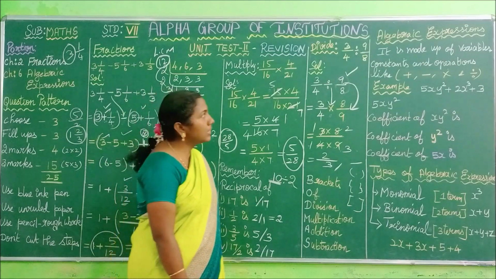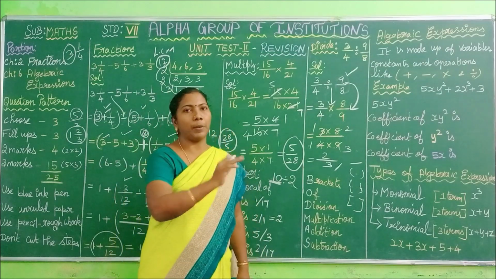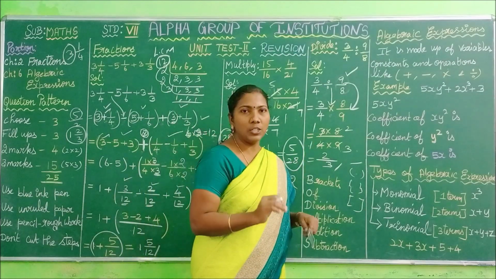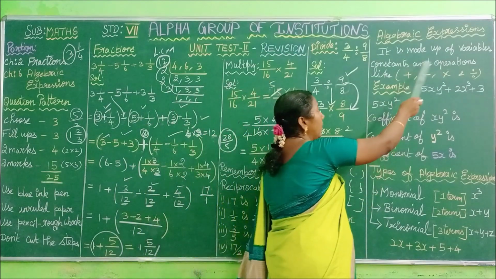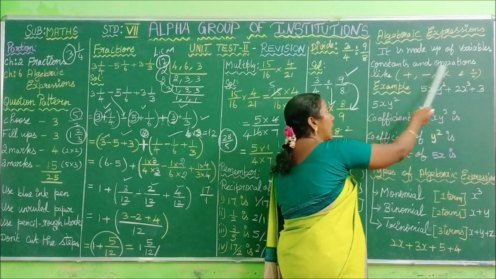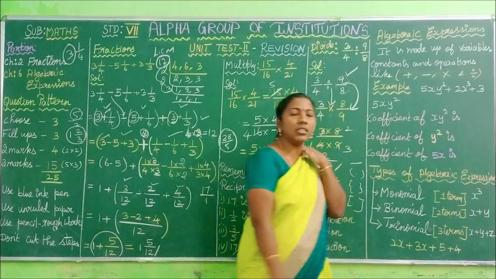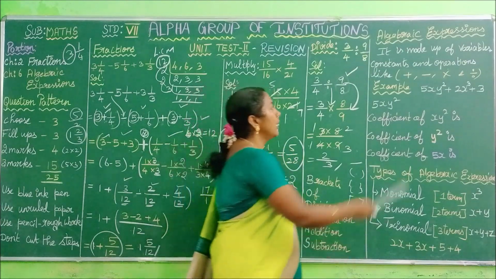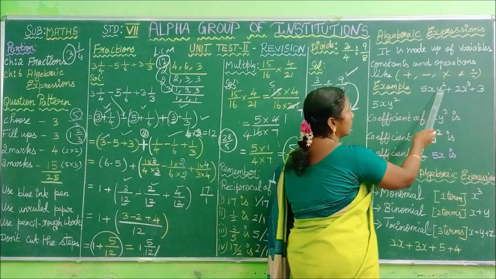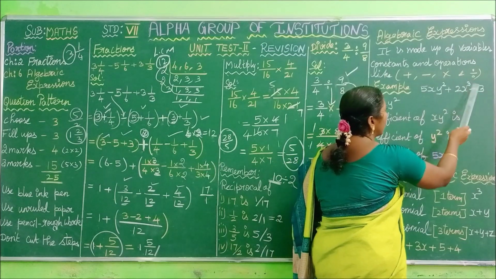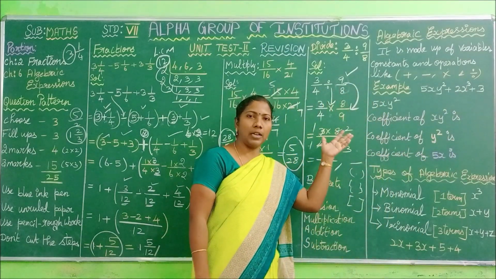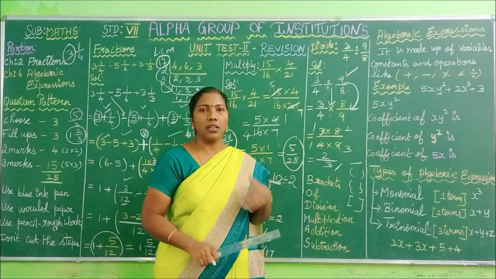Okay. Next we are going to see the next chapter, that is algebraic expression. Okay. What is meant by an algebraic expression? It is made up of variables, constants and operations like addition, subtraction, multiplication and division. See here, children, here I have given one example: 5xy square plus 2x cube plus 3. We have discussed many concepts in the chapter algebraic expression. Let us recall the concepts one by one.